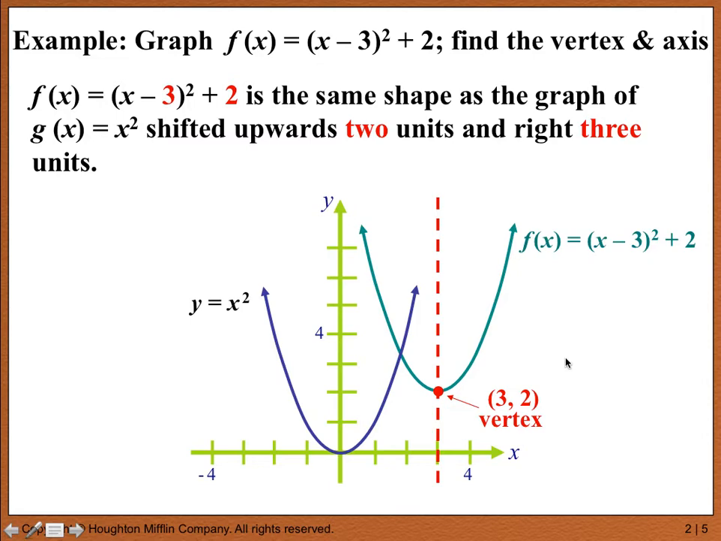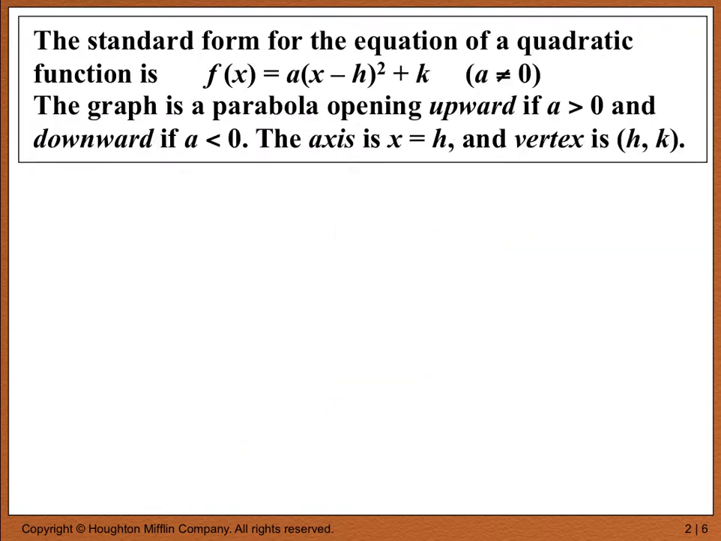and those are the coordinates of our vertex. Okay, so basically everything on this screen is really just a review of what we saw in chapters 10 and 1. The standard form for the equation of quadratic functions is f of x equals a times (x minus h) squared plus k. The graph is a parabola opening upward if a is greater than 0 and downward if a is less than 0. The axis is x equals h. You see that x equals h is just a vertical line. So the axis is x equals h, and the vertex is (h, k).